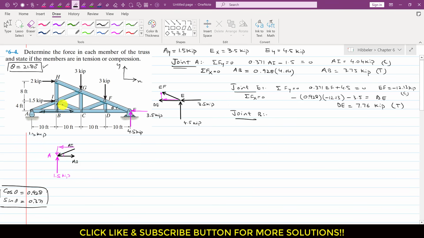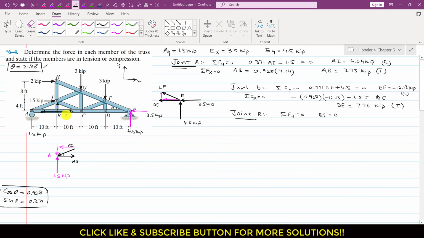So at joint B, if we apply the summation of forces along y, this BI member force will be equal to 0, since there is no other force along its direction, along its line of action of force, right? So this means that BI member is a 0 member. If we apply the summation of forces along y equals 0, BI member will have 0 force, right?